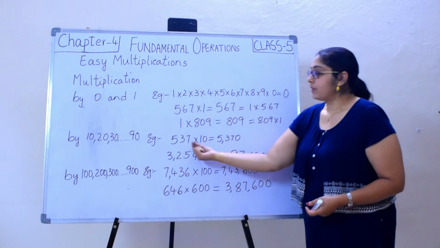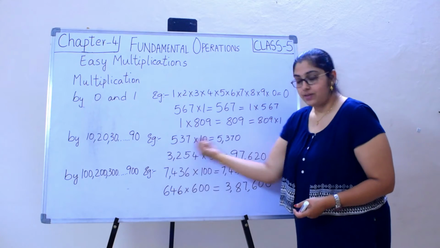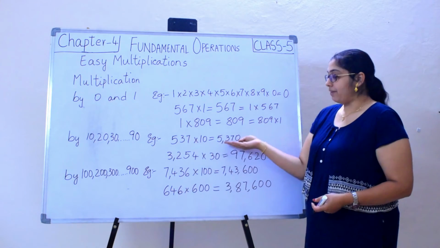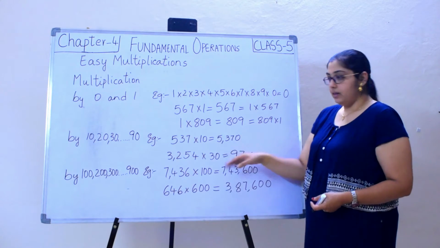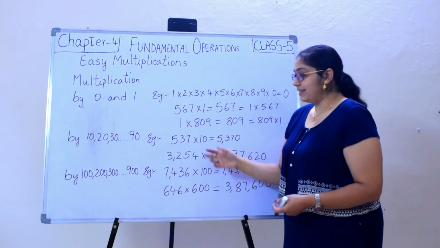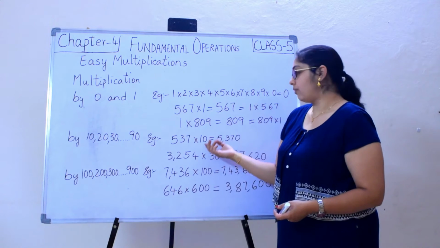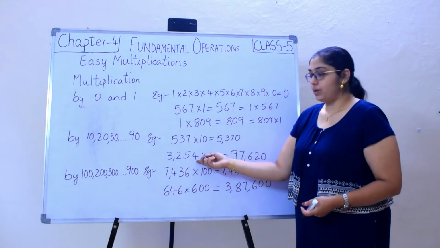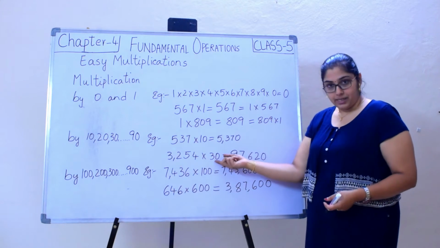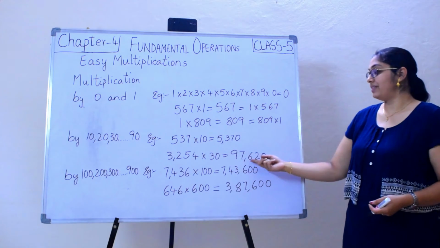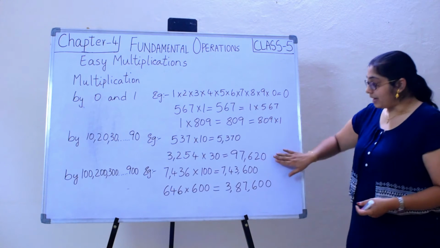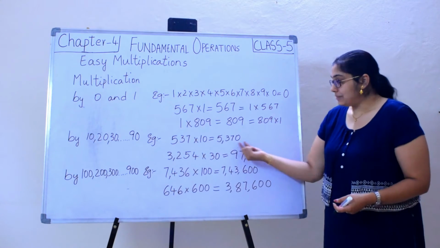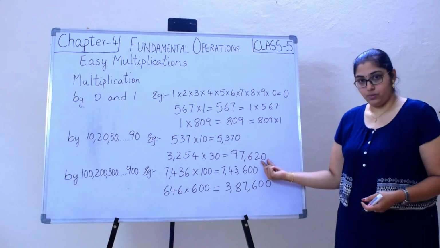See, the number is 537. I have multiplied with 10. So the answer is nothing but 5370, right? Now, one more example we will see, then I'll let you know how to do it. Now see, 3254 into 30 is equal to 97620. So you can observe that in both the examples, the ones place is having 0, right?